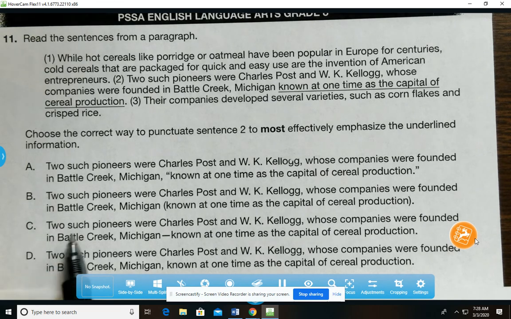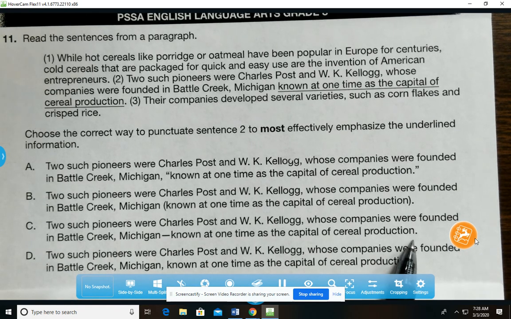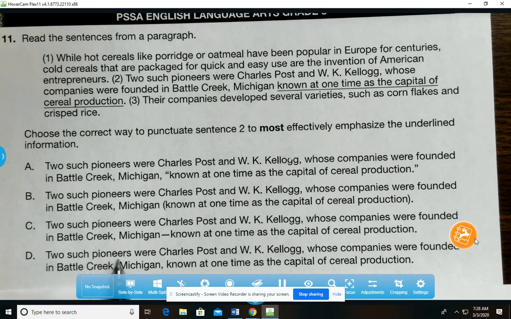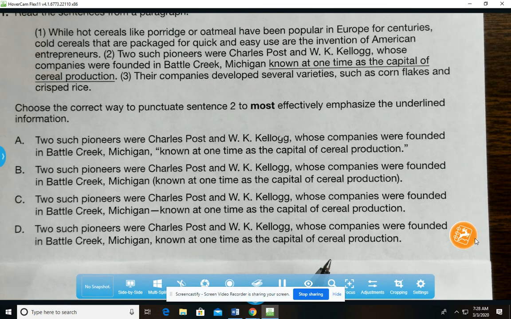Is it C? Two such pioneers were Charles Post and W.K. Kellogg, whose companies were founded in Battle Creek, Michigan, known at one time as the capital of cereal production? Or is it D? Two such pioneers were Charles Post and W.K. Kellogg, whose companies were founded in Battle Creek, Michigan, known at one time as the capital of cereal production? Which one's correct?